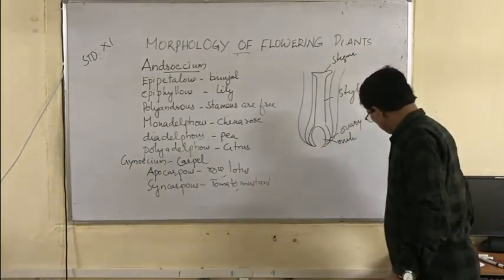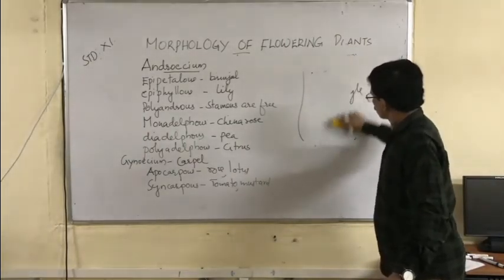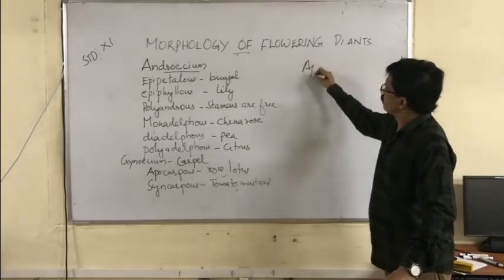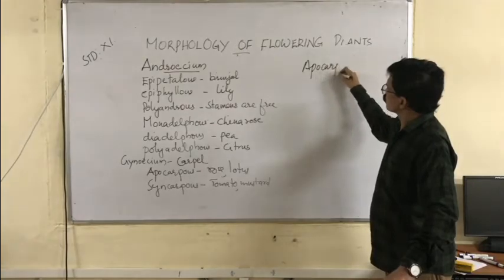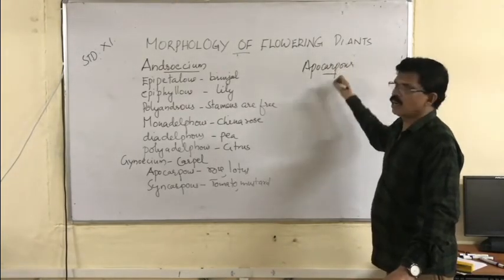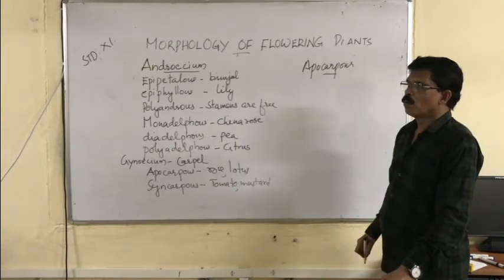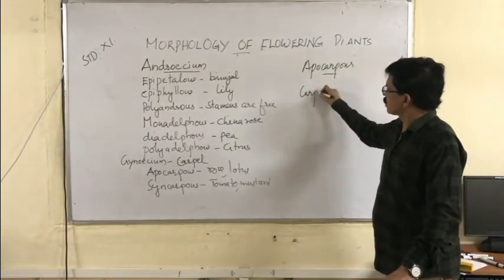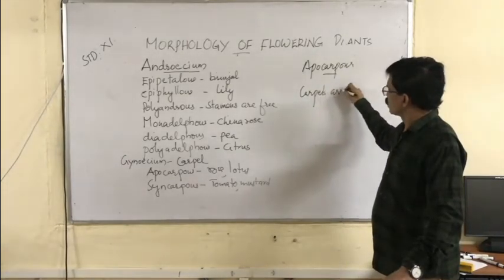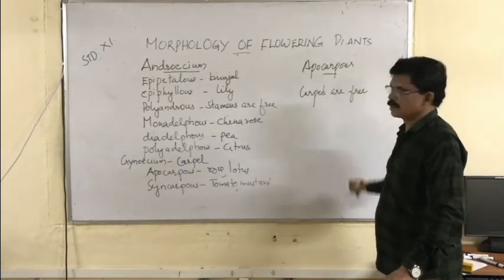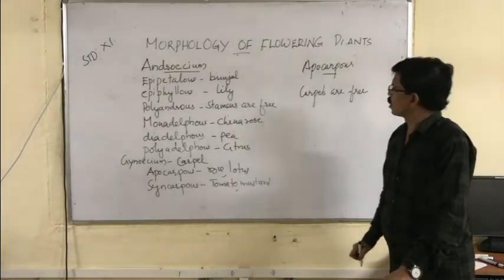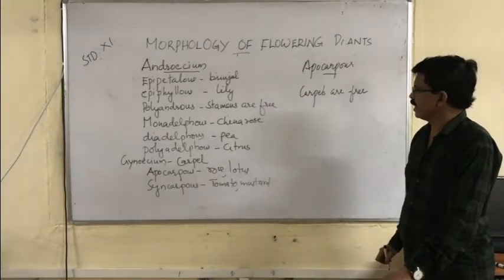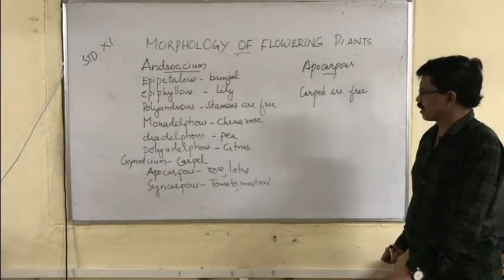So what is an apocarpous pistil? A pistil with many free carpels. When carpels are free, it is called apocarpous. Example: rose, lotus, etc.